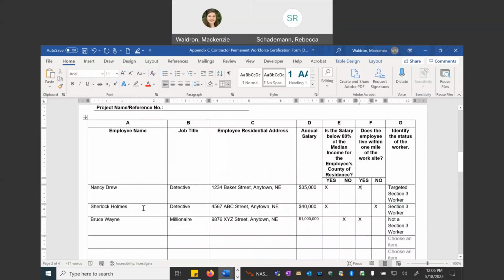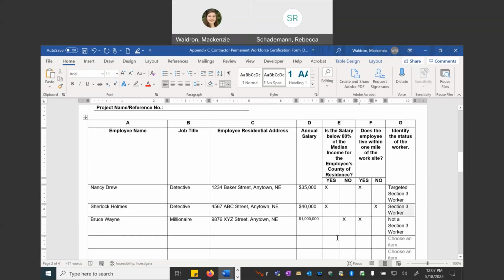Next up is Sherlock Holmes. He's also a detective. He also lives in Anytown, Nebraska, and makes $40,100. Now remember, this town is in Adams County. Their 80% median income is $45,100. That is above what he makes. So he's making below that, and so he does meet 80%, and we mark yes. And based off of his address, he does not live within 1 mile of the work site. So we identify him in column G as a Section 3 worker.